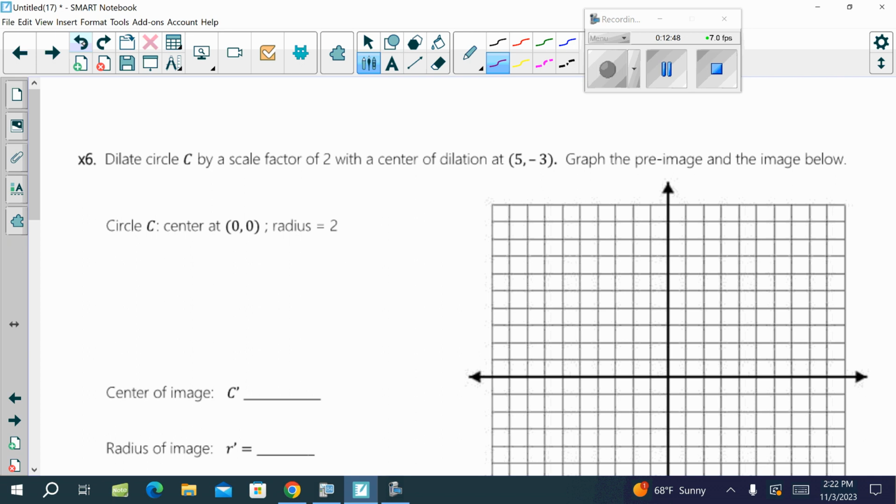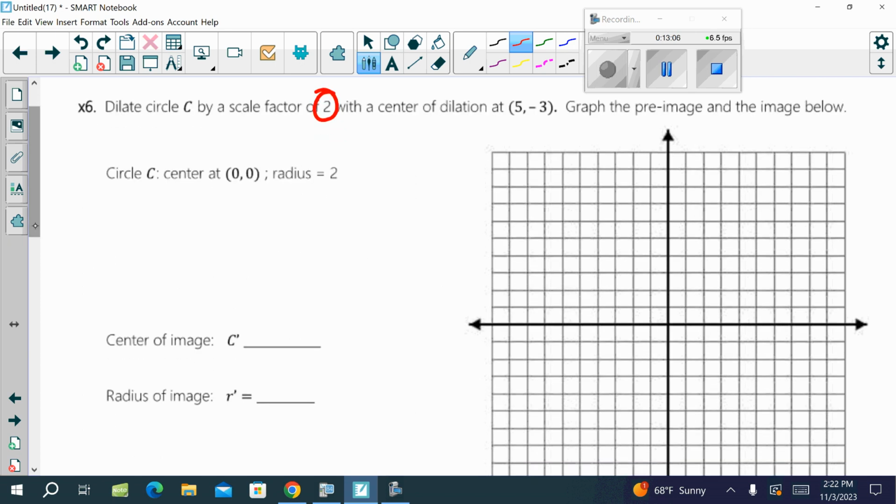All right, dilate circle C by a scale factor of 2 with a center of dilation at 5, -3. So this time we are not around the origin, we're going around a different point. So first off, circle C says its original center is at the origin. So here is C. And it says it has a radius of 2. So I go 2 away on each side, and I just stick a little dot there. And I do my absolute best to make a good circle.